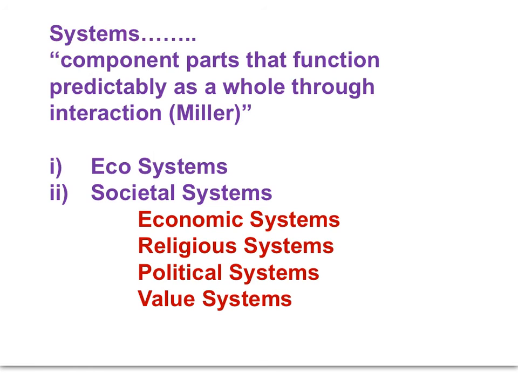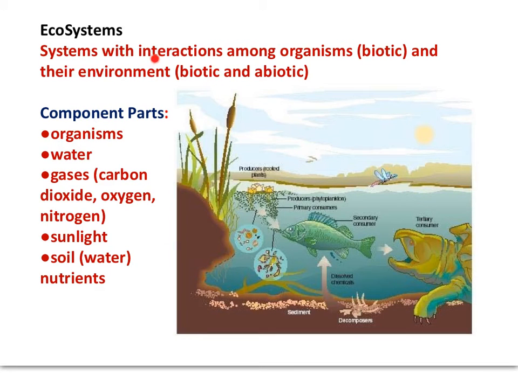We'll be looking more at storages, flows, and feedback loops in other parts of this unit and throughout the course. In this movie, I will deconstruct systems into ecosystems and societal systems. Societal systems would include economic systems, religious systems, political systems, and value systems. Ecosystems are systems with interactions among living things, known as the biotic component of the system, and the environment, which could be biotic or non-living, abiotic.